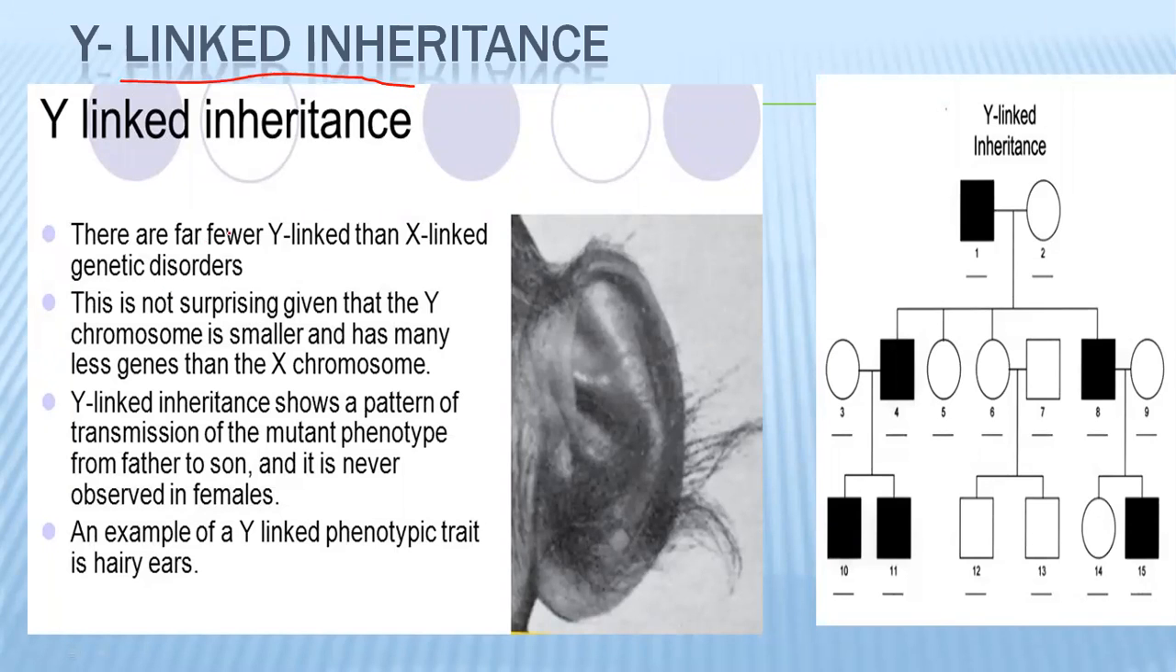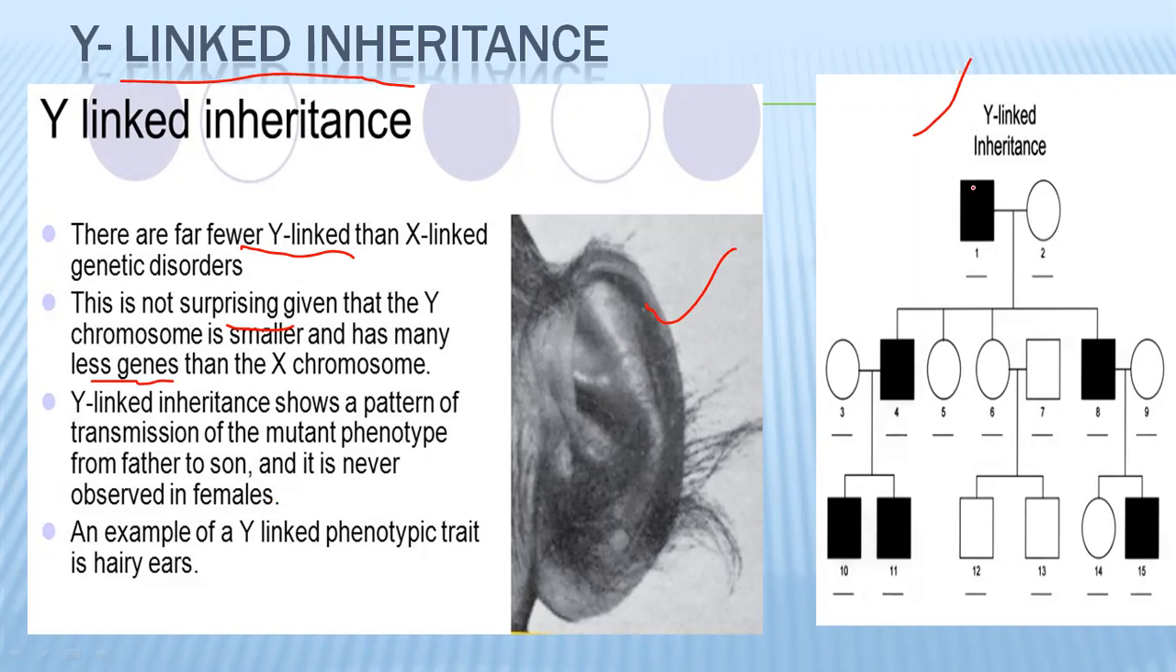Now we will see Y-linked inheritance. There are very few Y-linked inheritances compared to X-linked inheritance of genetic disorders. Surprisingly, not disorders but more so traits are inherited to the next generation, because the Y chromosome has fewer genes on it compared to the X chromosome. Y-linked inheritance shows a pattern of transmission of the mutant phenotype from father to son, and it is never observed in females. An example of a Y-linked phenotypic trait is hairy ears. You can see this one.